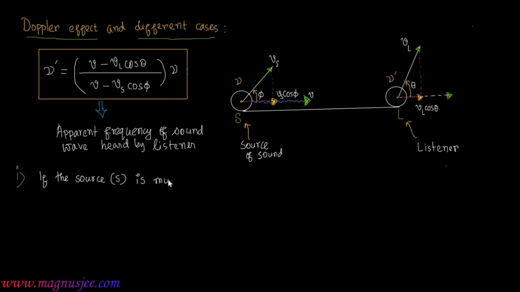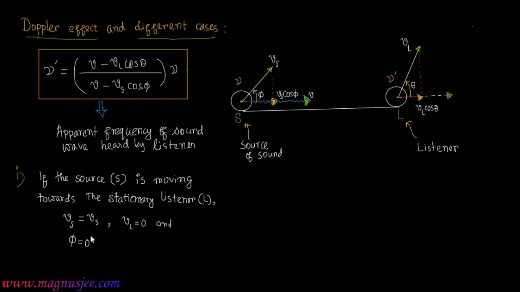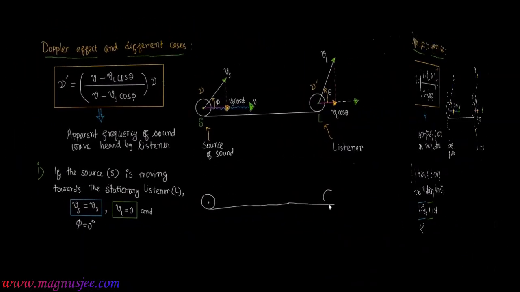of sound is moving towards a stationary listener (L), in that case the velocity of source will be Vs, and Vl is equal to 0 for the stationary listener, and phi is equal to 0. That is, Vs is equal to Vs, Vl will be equal to 0 and phi equal to 0.